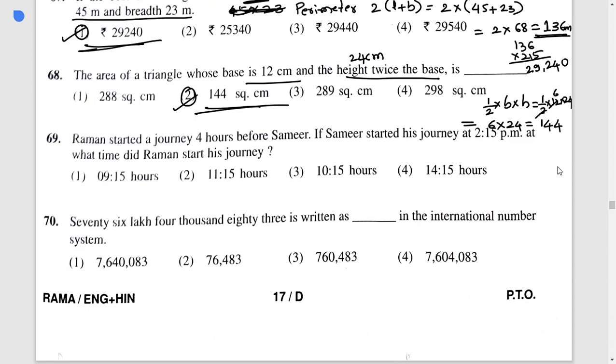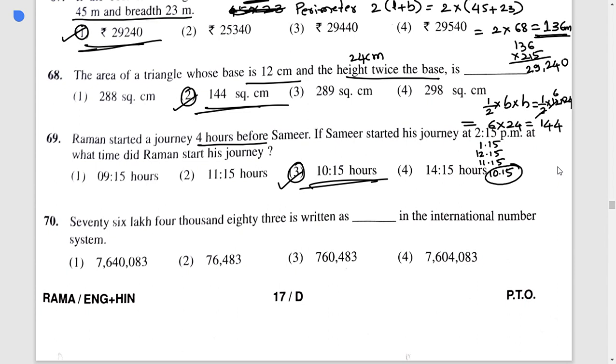Next question. Raman started a journey 4 hours before Samir. If Samir started his journey at 2:15 p.m., at what time did Raman start his journey? So 2:15 means 4 hours before, Raman has started. Before 2:15 is 1:15, again 12:15, again 11:15, 10:15. So at 10:15 Raman has started his journey. So this option is the right one.